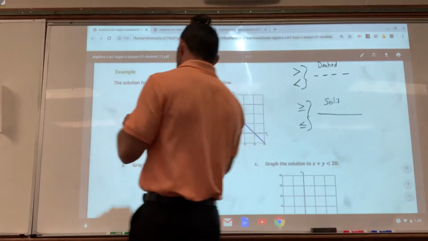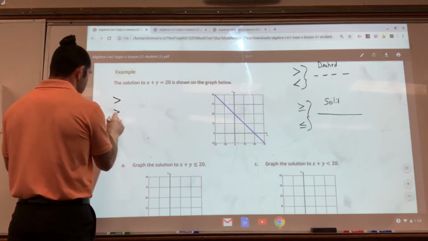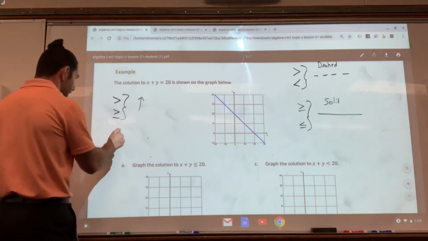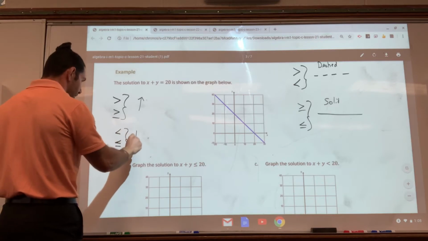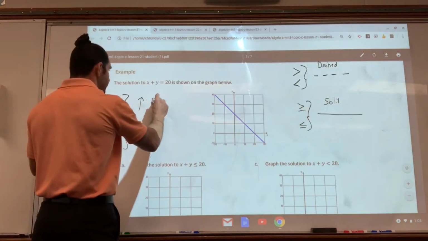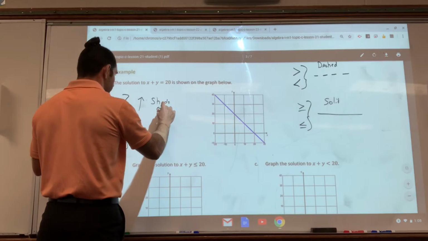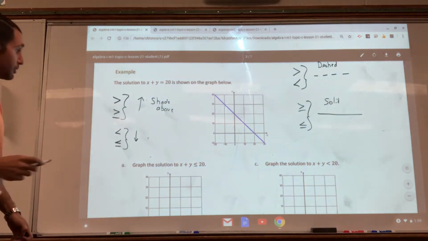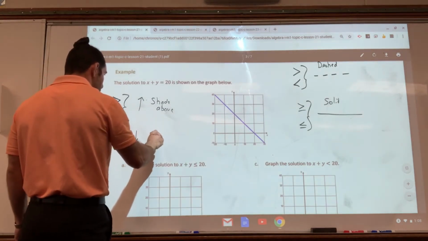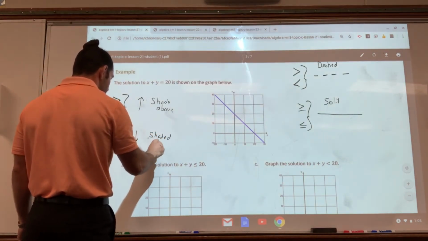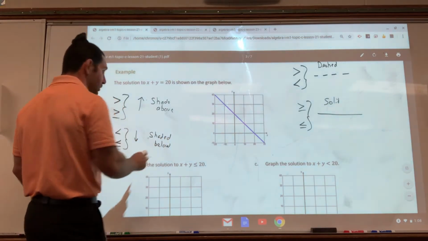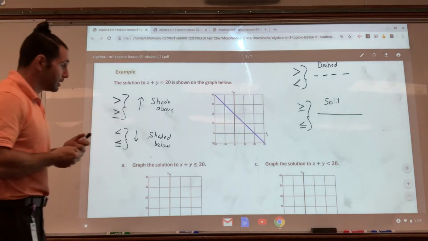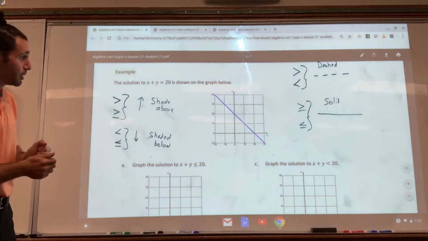Now, on a different note, greater than or equal to is going to get an up arrow. Less than or equal to will get a down arrow. Why? Because if it's greater than or equal to, we shade above. That shows all of our solutions. If it's down, or if it's shaded below, then every solution below that line is part of my solution set for inequalities.